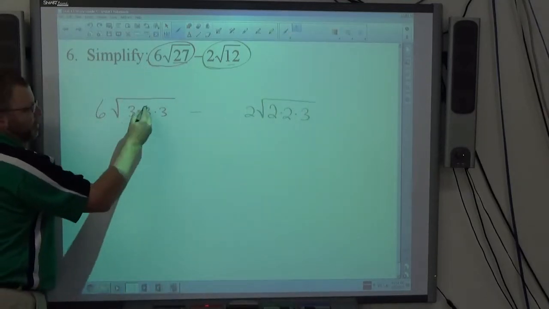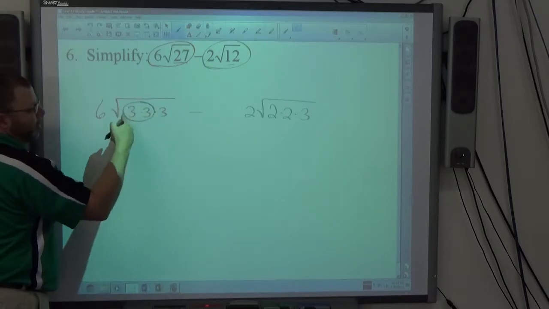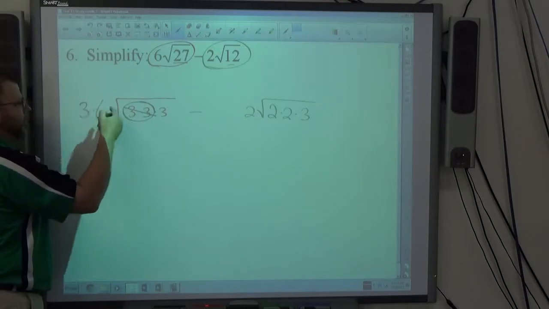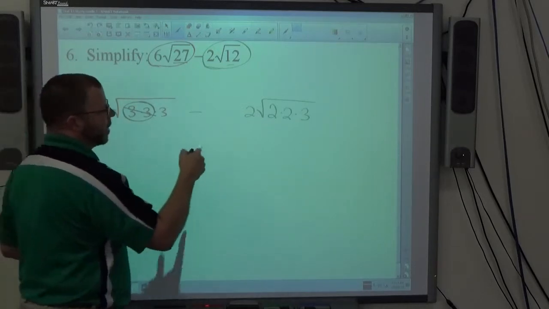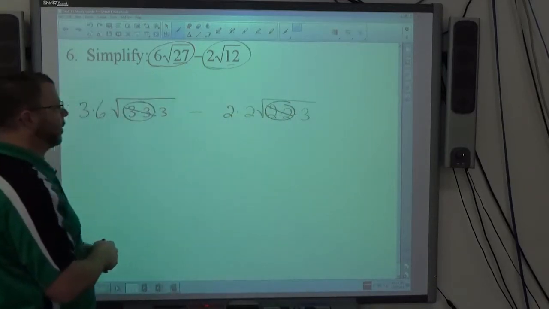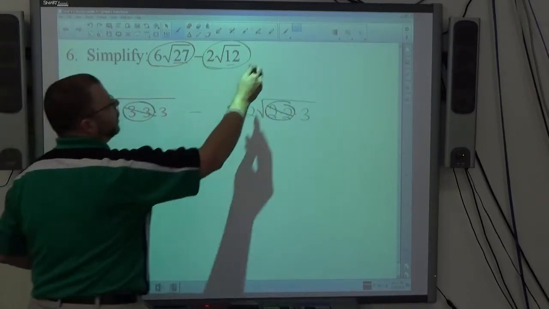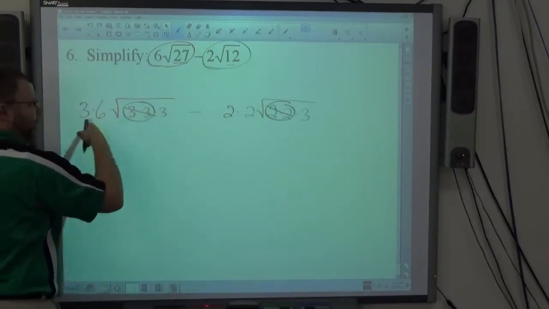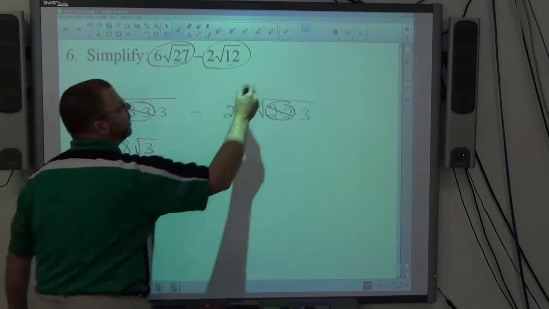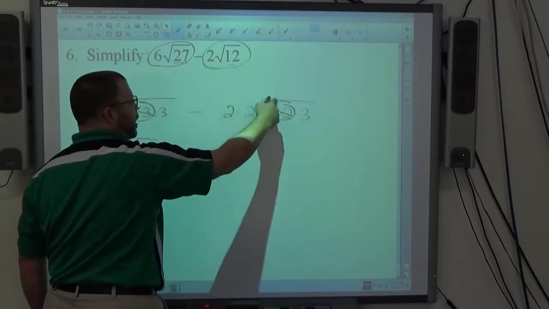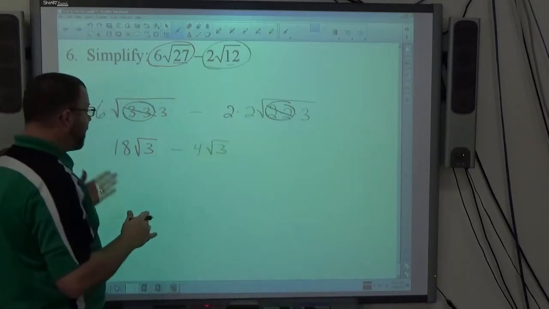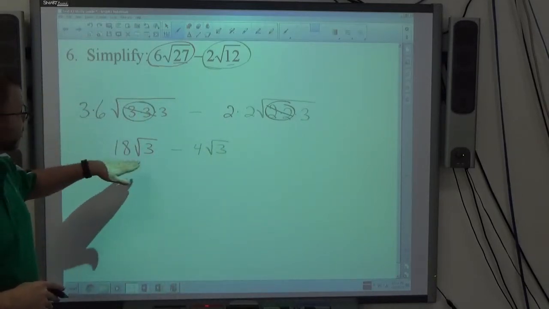So for this one, anytime you have a pair of primes, you get to pull one out. So a pair of 3s makes 1 3 come out. And anything that gets pulled out is going to be multiplied by what's in front. Same deal here, we have a pair of 2s. We get to pull a 2 out, it is multiplied by what's in front. So my end result for the red circled object, simplified as much as possible, 3 times 6 is 18 times the square root of 3. The end result for the green circled object, simplified as much as I can, minus 4 times the square root of 3.